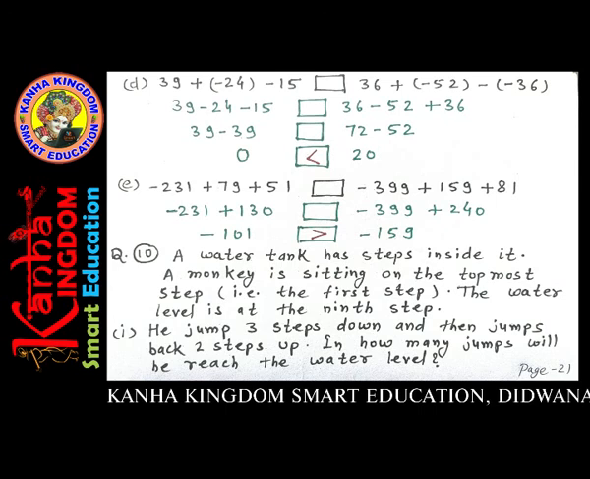Question number 10. A water tank has steps inside it. A monkey is sitting on the topmost step. For example, the first step. The water level is at the 9th step. Question number 1.